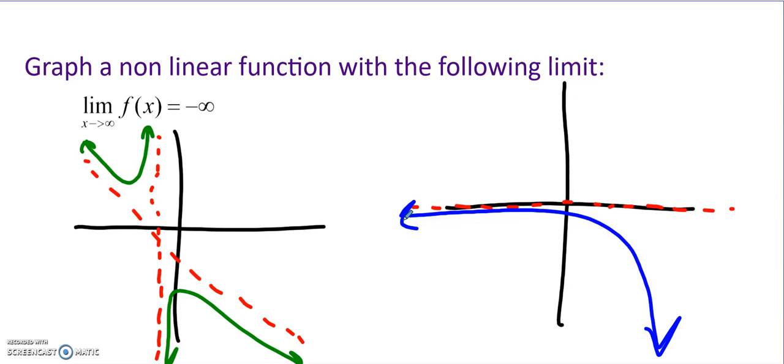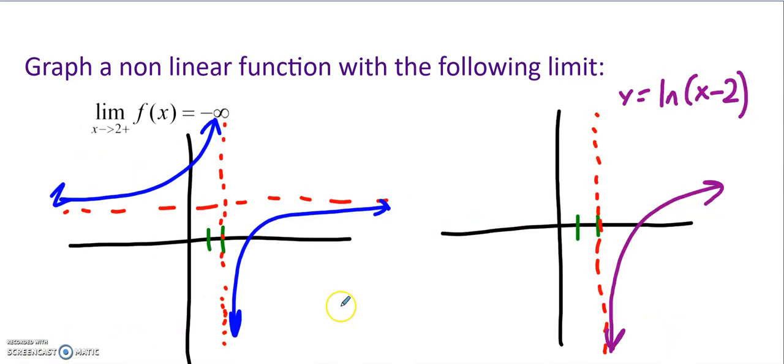So if you multiply the whole function by negative 1, this would be like negative e to the x or something. So then I can see as x goes to infinity, y goes to negative infinity. All right, two more of these.